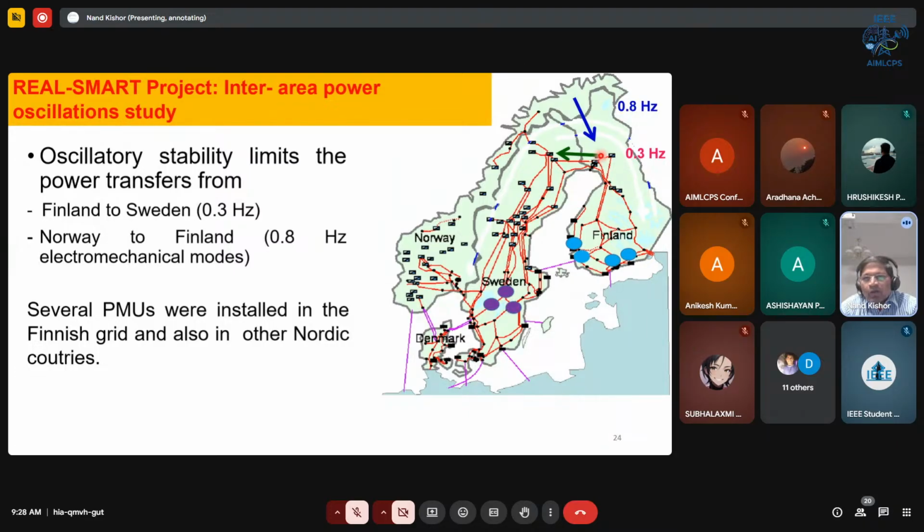So whenever we have the power flow in this direction, the generators in the south of Finland and the south of Sweden tend to oscillate at 0.3 hertz here. And we have several PMUs installed in the grid system here.